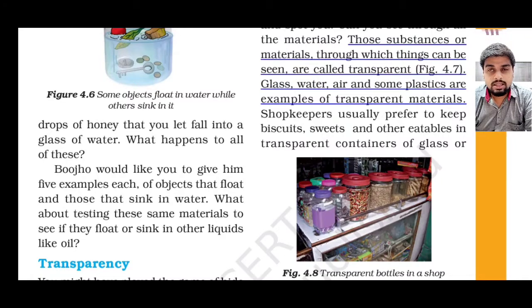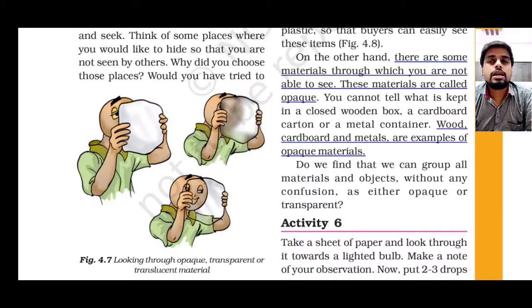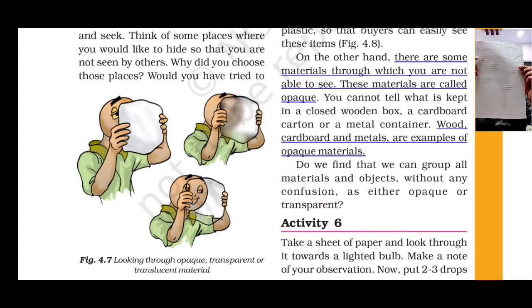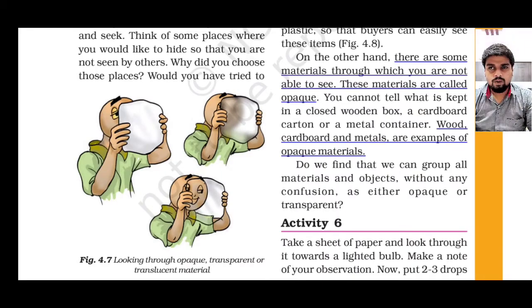Now there are some objects through which we cannot see anything. Let's take the example of this paper. If I take this paper, is my face visible? No, my face is not visible. If I take this plate, is my face visible? No. So there are some materials through which you are not able to see anything. Such materials are known as opaque materials. Examples of opaque materials are wood, cardboard, metal.